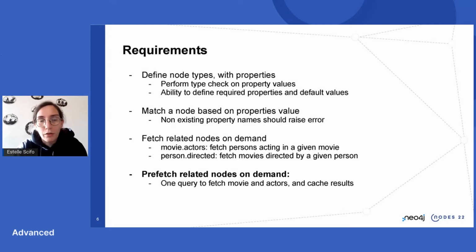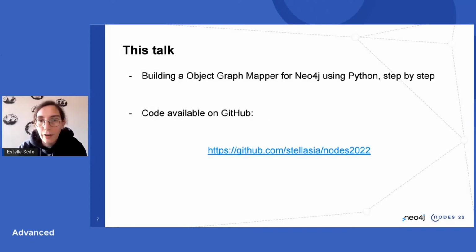First, because it was a requirement. Second, because it was also important for me to understand how those tools work. The requirements were to be able to define a node with some properties, match a node based on property values, and the last one, the most important, prefetch some related nodes on demand. For instance, when I query a movie, I also want to fetch the actors of that movie in the same query. So in this talk, we are going to go through it step by step.